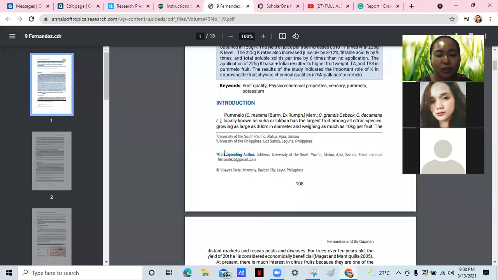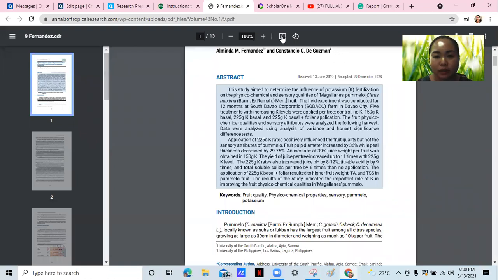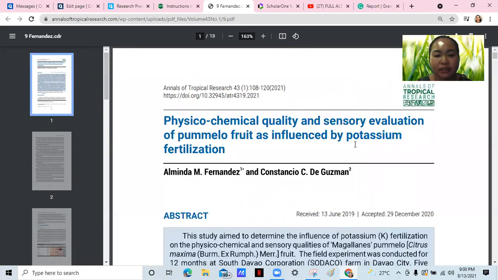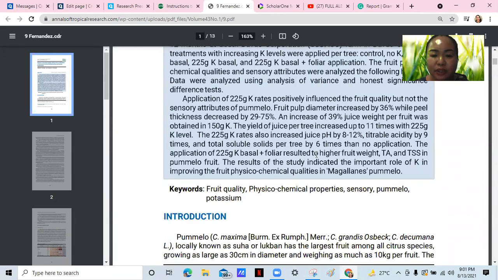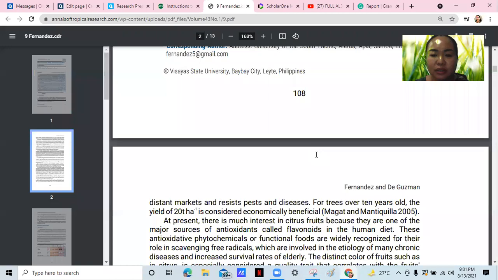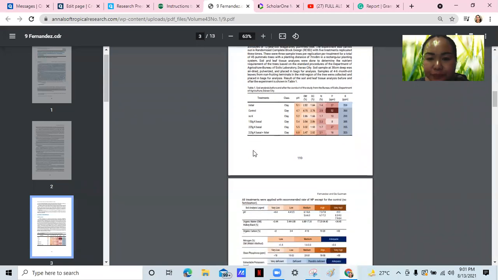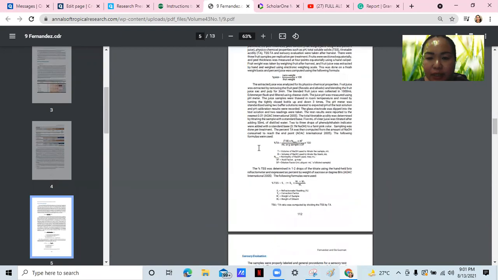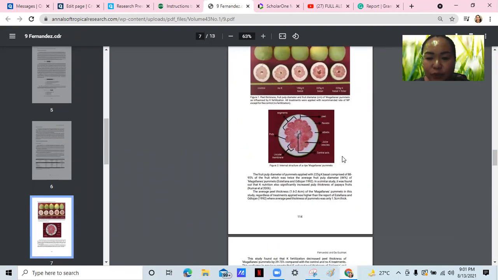And just to show you their whole format. This is entitled Physical Chemical Quality and Sensory Evaluation of Pomelo Fruit as Influenced by Potassium Fertilization. This is 2021. So here is the abstract, the introduction, and the table. I also have a figure, the methods, the results. I have a figure here, that's my own photo.